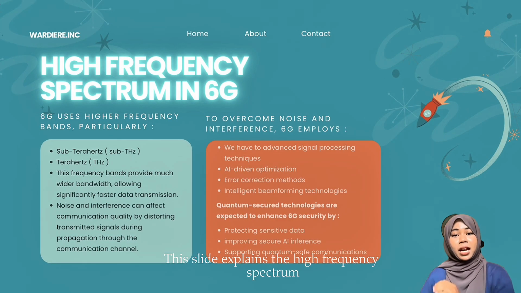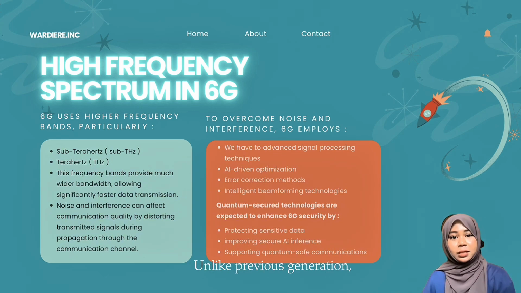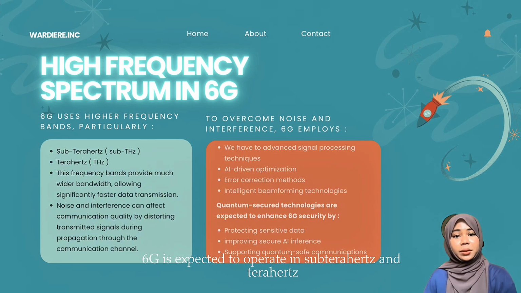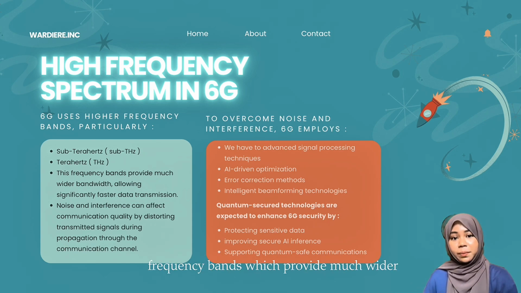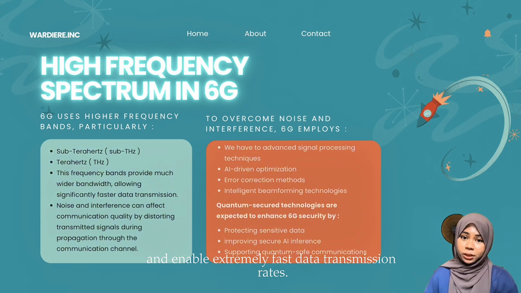This slide explains the high-frequency spectrum used in 6G technology. Unlike previous generations, 6G is expected to operate in sub-terahertz and terahertz frequency bands, which provide much wider bandwidth and enable extremely fast data transmission rates.